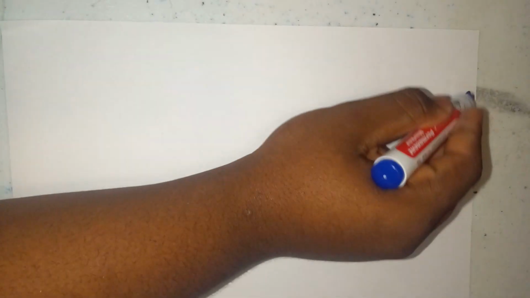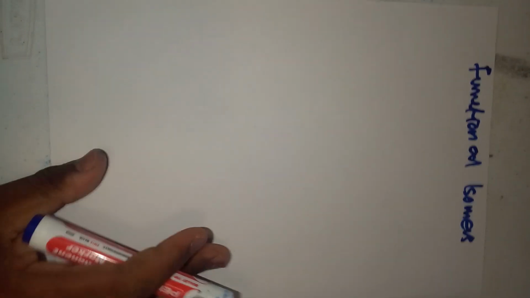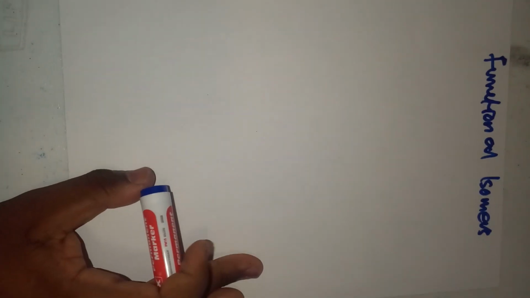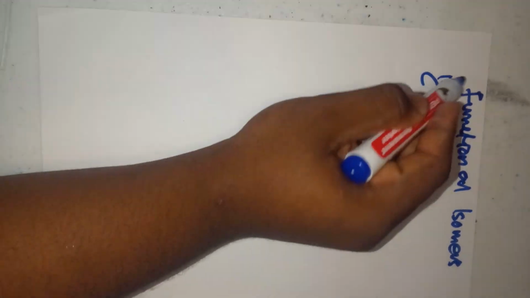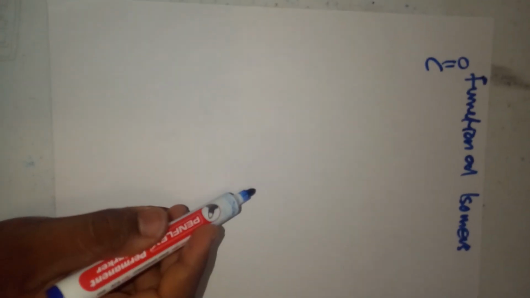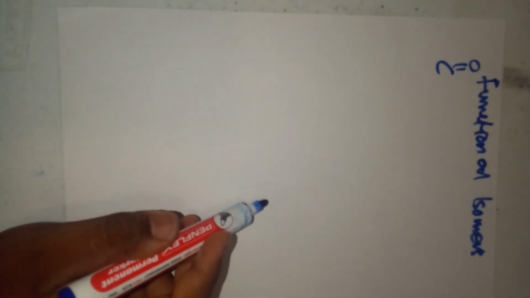So now let's go to the last one, which is functional isomers. Functional isomers are molecules with the same molecular formula but different functional groups. Done. Remember, I was telling you about the functional groups. Now this is a functional group. This carbonyl is a functional group. Okay, so now this is what we can have.